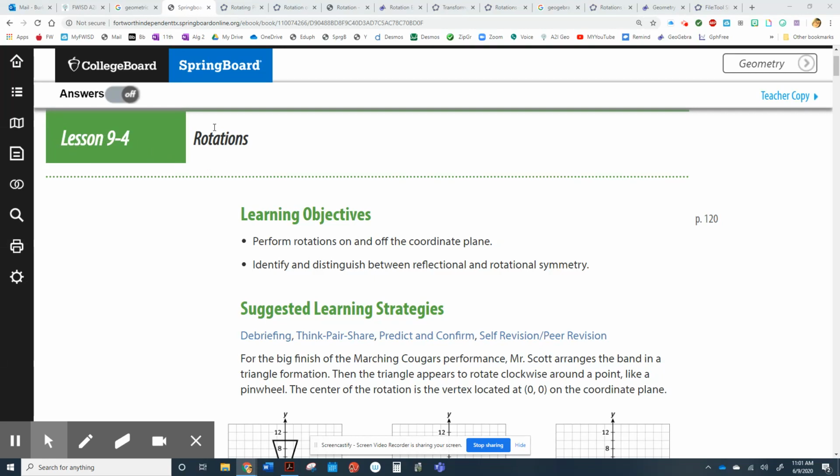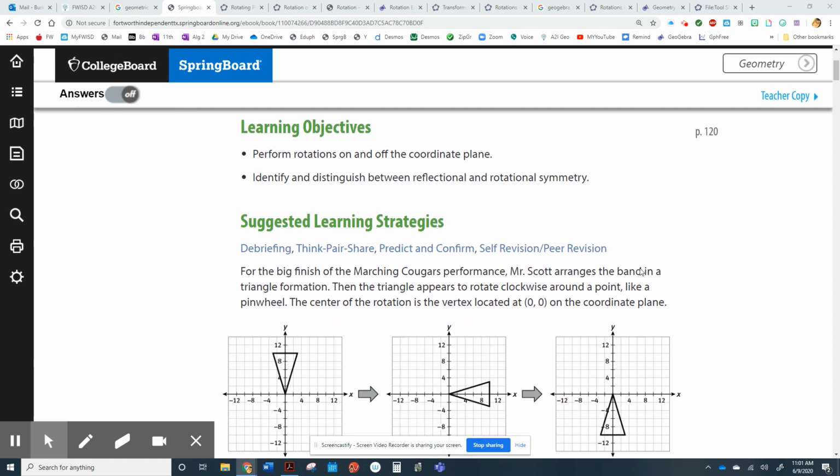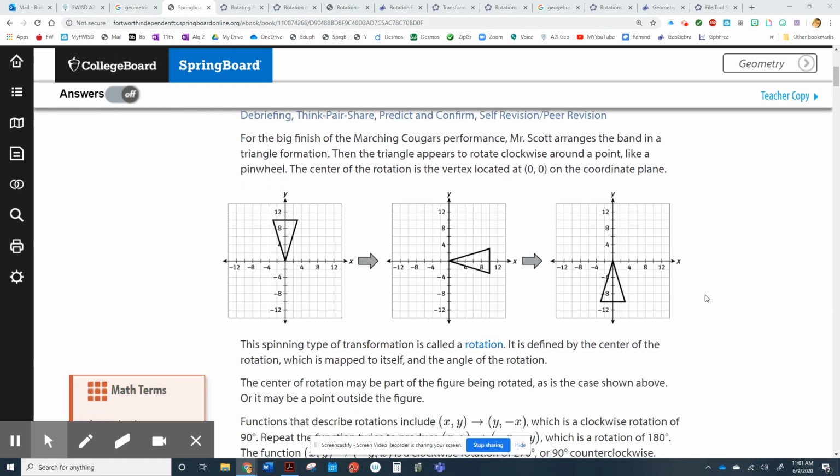Lesson 9-4 is on rotations. Rotations, lots to learn about rotations. So we're going to start by looking at the marching band again. Mr. Scott arranges the band in this triangle formation, and then the triangle appears.